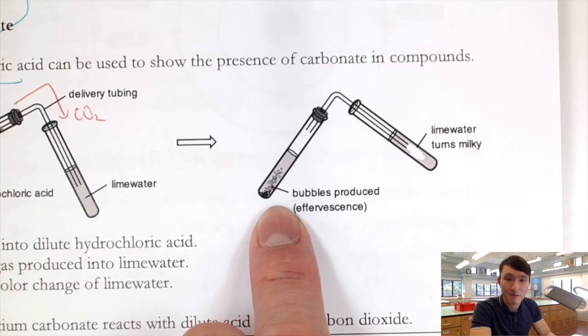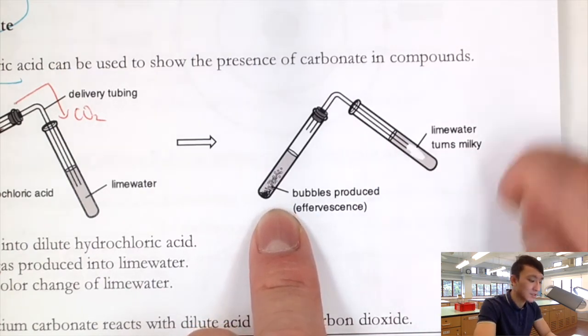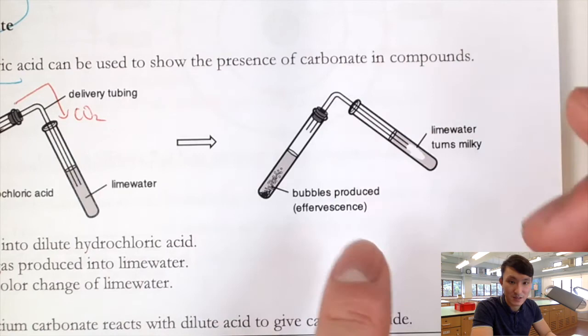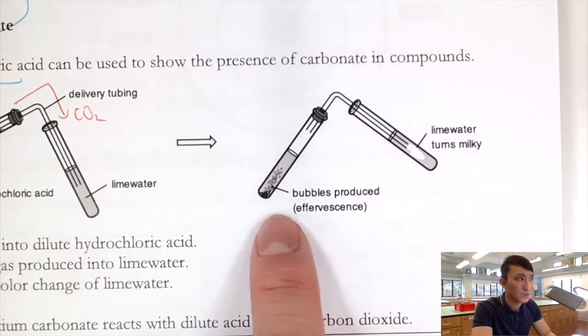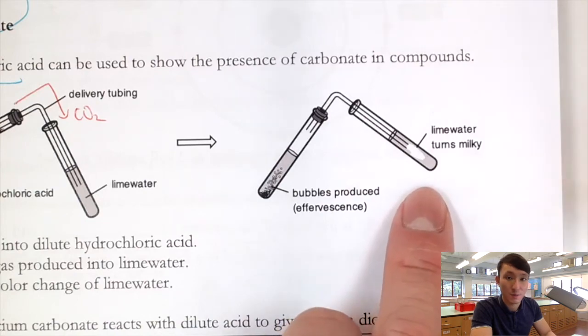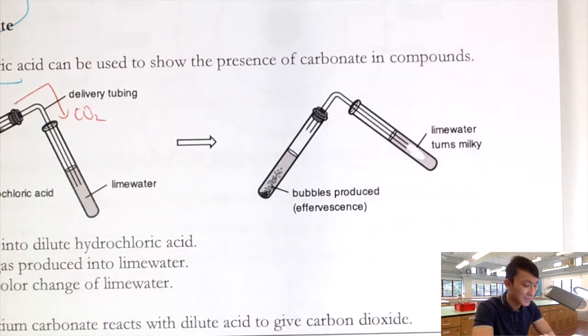Because carbonate reacts with acid to form carbon dioxide, okay? So this test can be used to find out whether a sample contains carbonate or not. If it does not contain any carbonate, then it will not give out carbon dioxide. Then the lime water will not turn milky. Okay, so that's the idea.